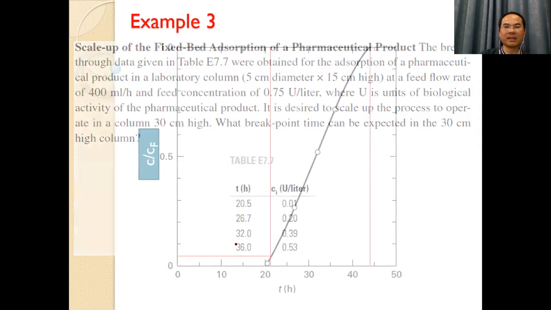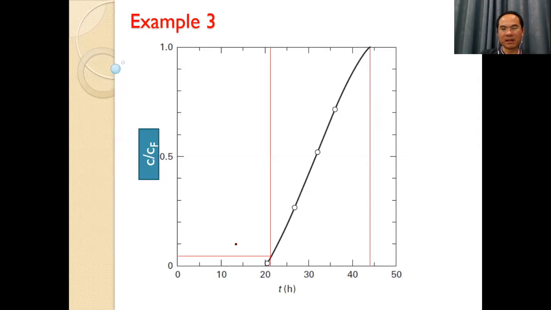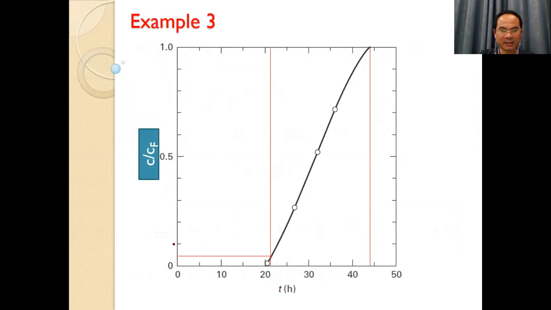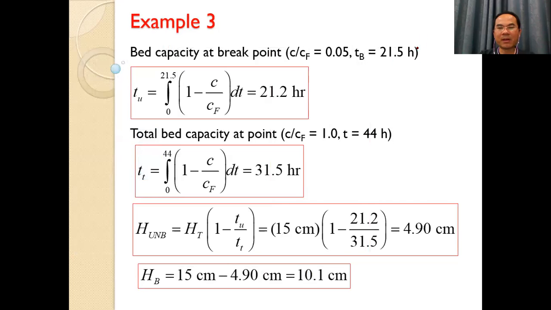Complete adsorption. Then you can plot C over CF versus T. And then the bed capacity at breakpoint. Mostly at the breakpoint, we use C equal to 0.05 CF, 5% of CF. From this relation, for the 5%, this is 0.1, this is 0.05. We draw at 0.05 C over CF, and we get TB around 21 hours. This TB is around 21.5 hours.